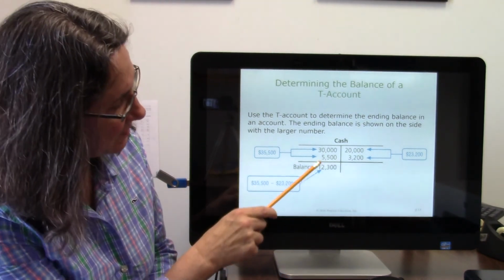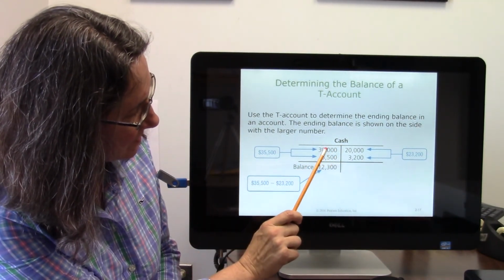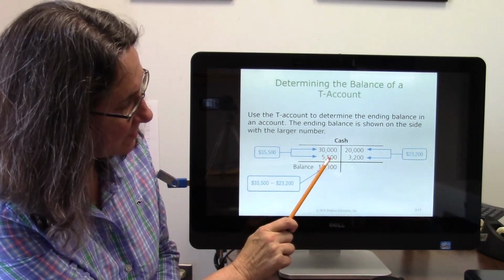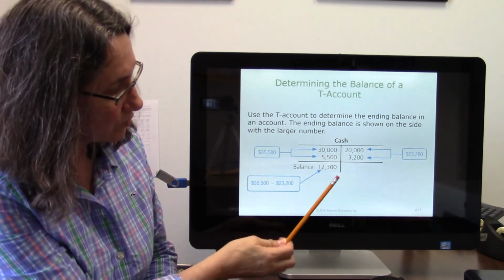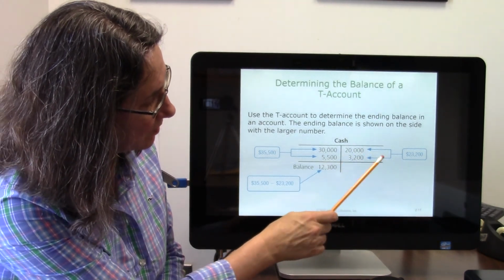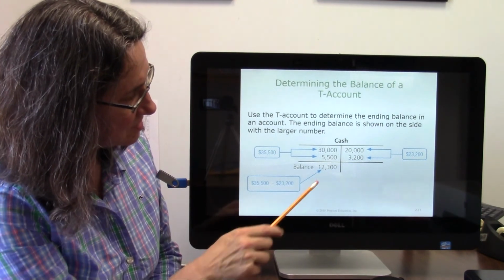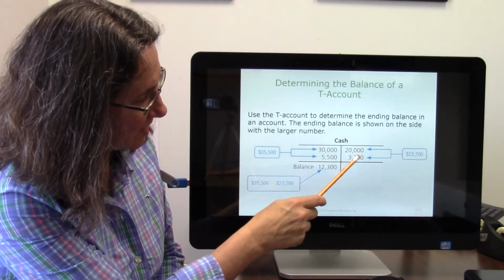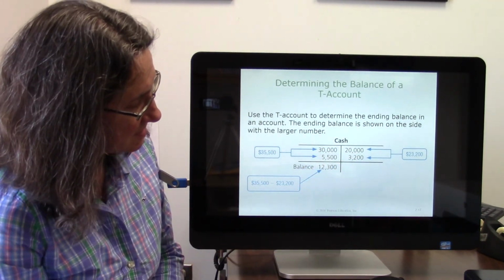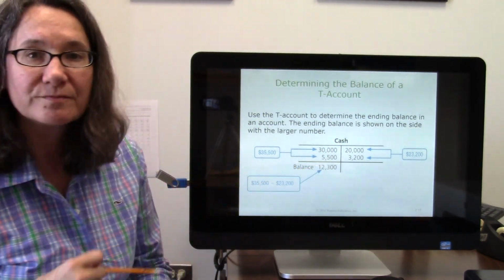So for example, on this cash account here, you can see that we debited $30,000 and we debited $5,500, right? So those were increasing cash. Over here, we've credited $20,000 and we've credited $3,200. Those were decreasing cash. So when I add these and subtract these, my balance is $12,300. So that's how much cash is in the cash account.